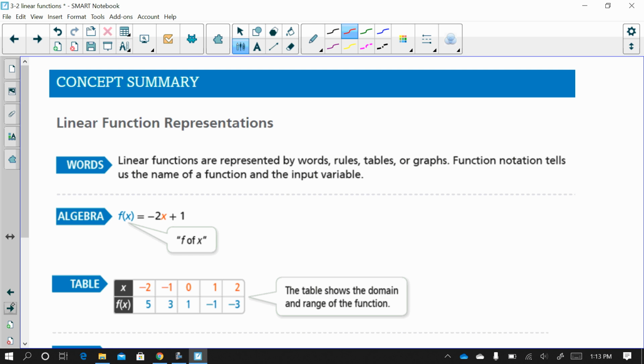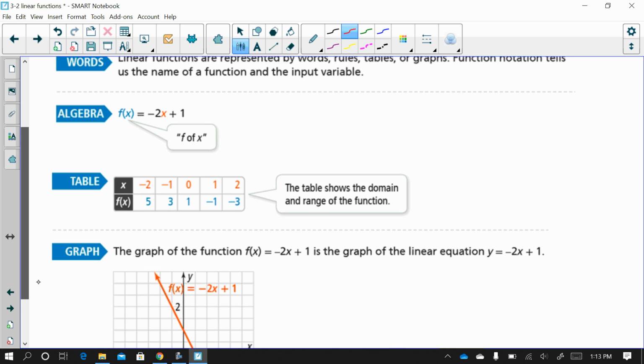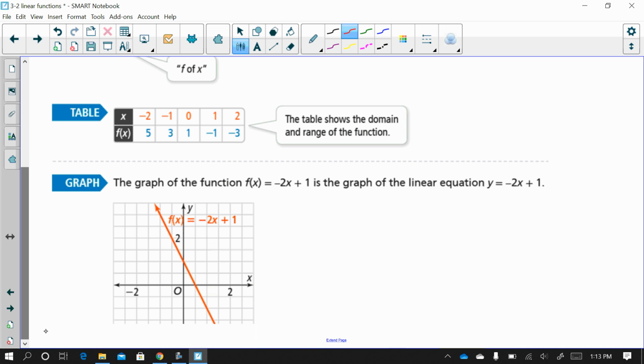All right, so that's what this lesson's about. Remember, the big thing with function notation is we use f of x. It tells us it's a function and x is our input. And tables and graphs we've worked with a lot, so the newest thing here was f of x.